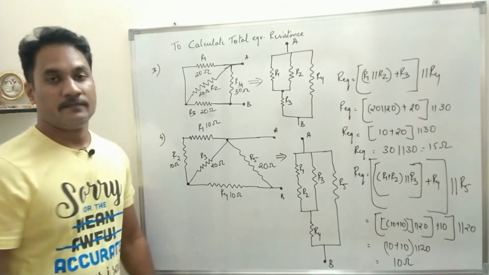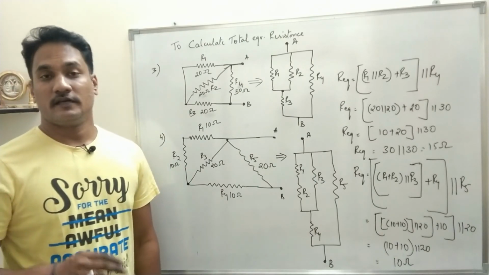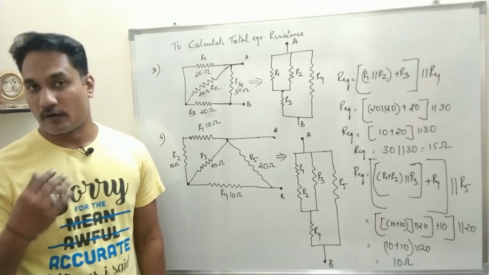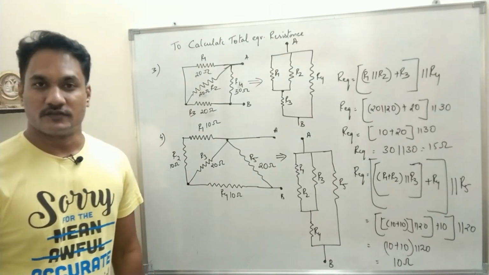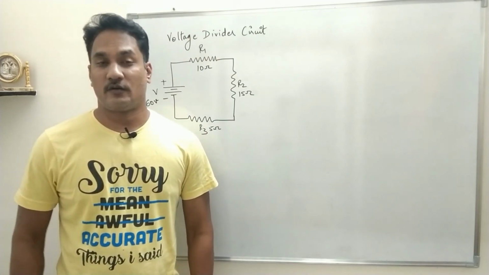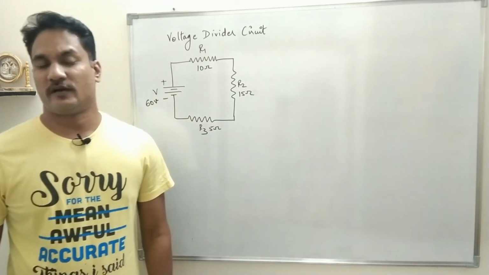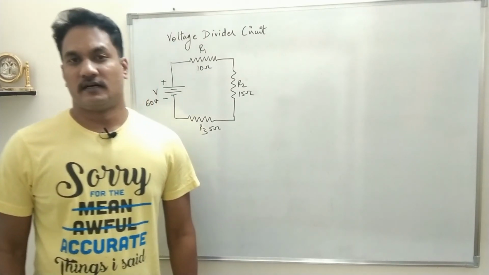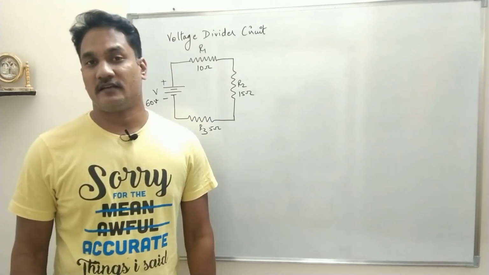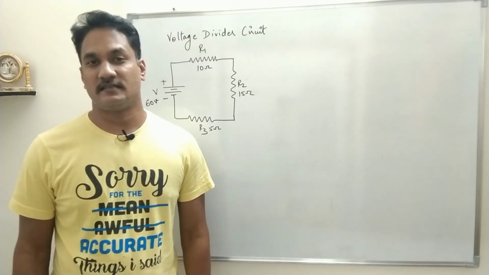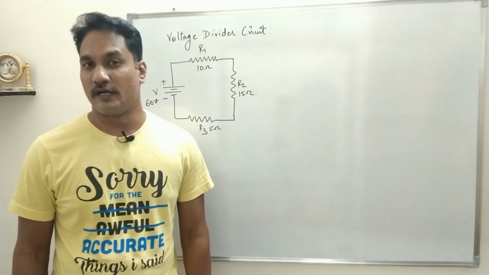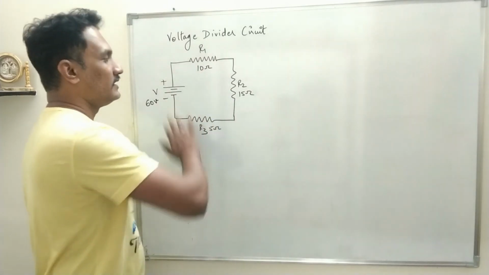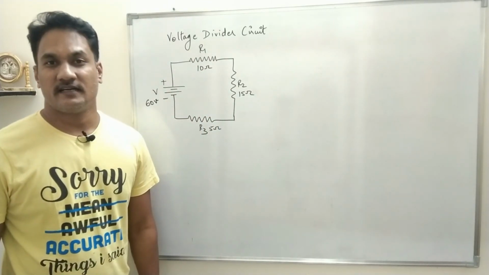So this is the method, and this will be useful in unit number 2 when we will go for different types of theorems and problems based on different types of theorems. Now after understanding how to calculate total equivalent resistance, let us try to understand how to calculate voltage in the circuit. Now we have already mentioned that when the resistors are connected in series, the current remains the same, the voltage divides. That is what we will try to understand in this voltage divider circuit.